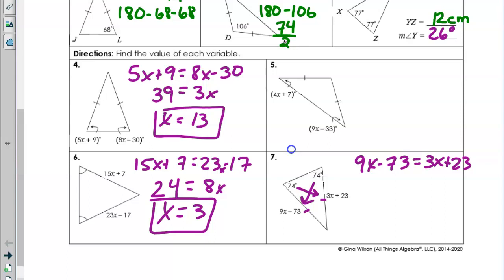Now we're going to subtract 3x from either side, so the left side is 6x plus 23 plus 73. Plus 73. 96. There we go. And what would x equal? Perfect.